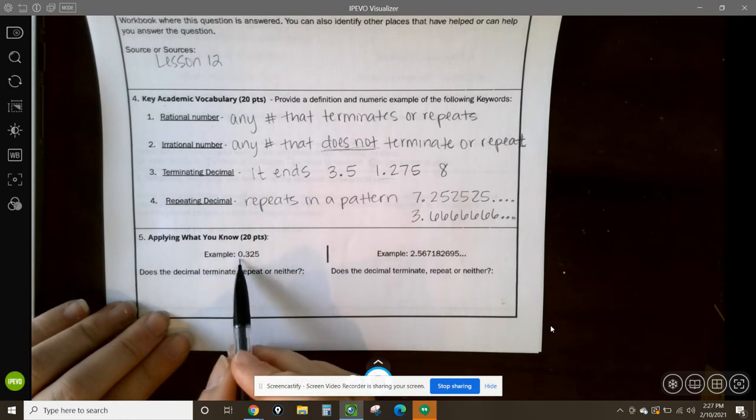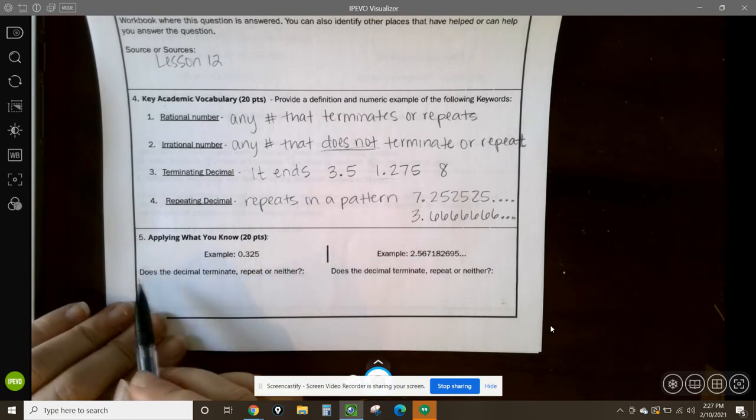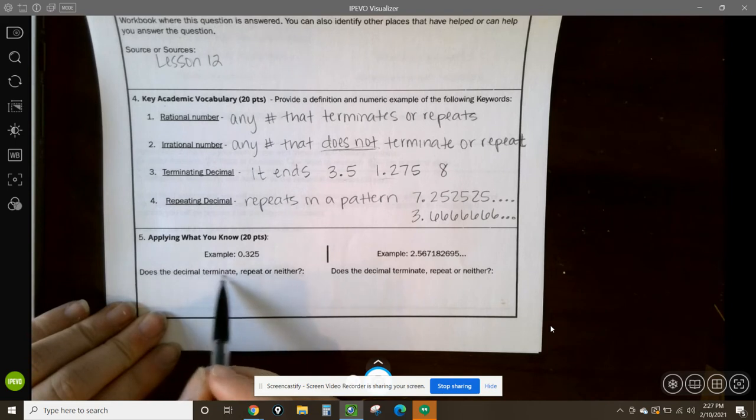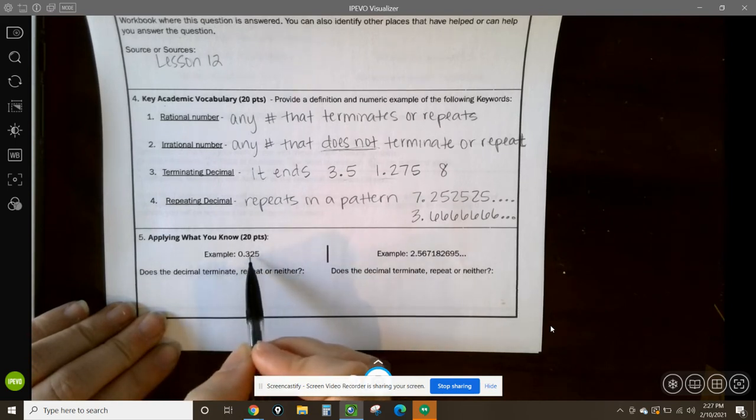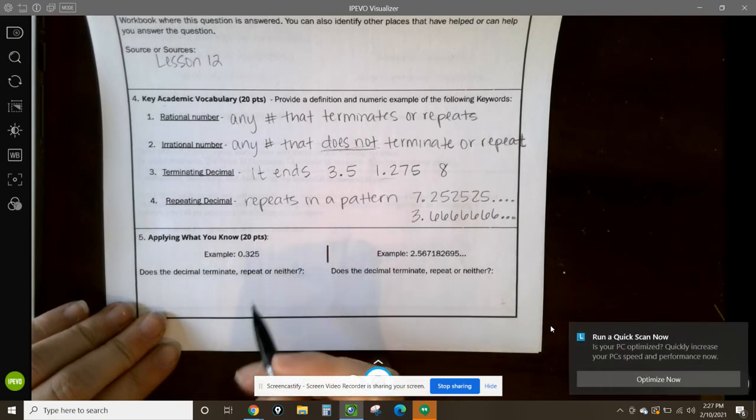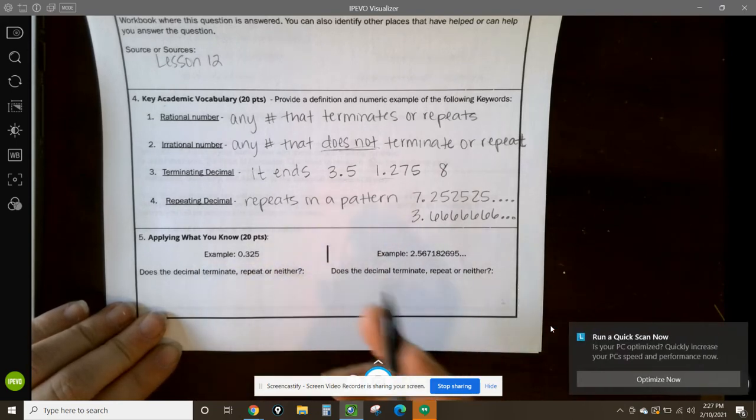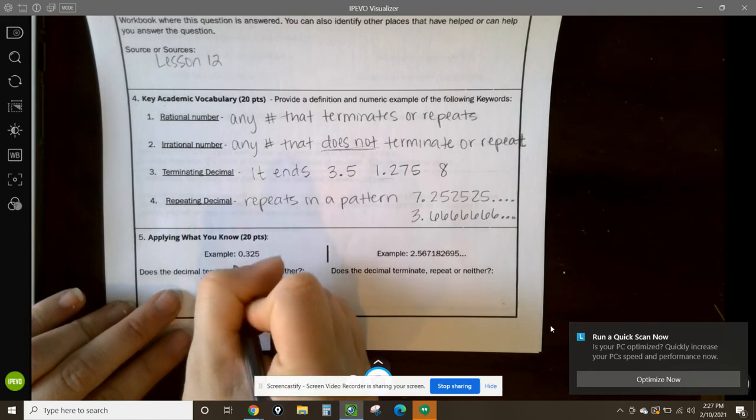Okay, so number 5, applying what we know. So our example is 0.325. The question says, does the decimal terminate, repeat, or neither? So 0.325. It ended right there, right after 0.325, right after the 5. So this one's called terminating because it ended.